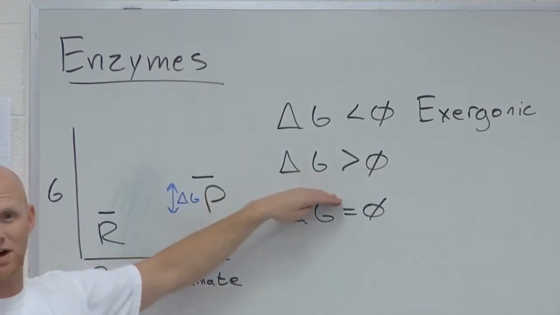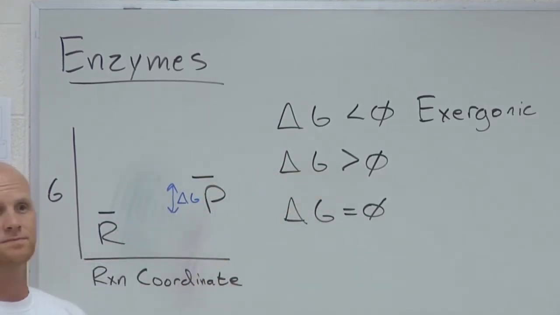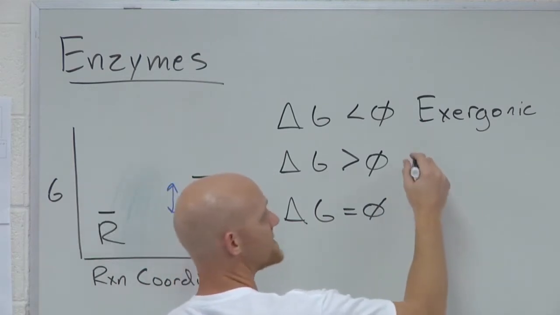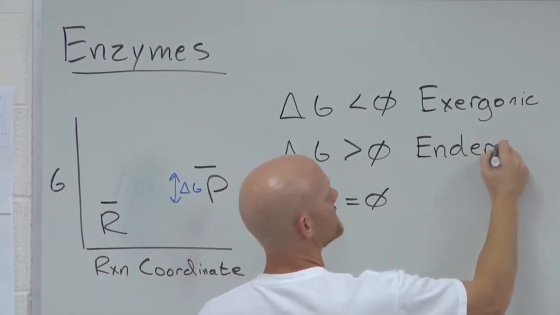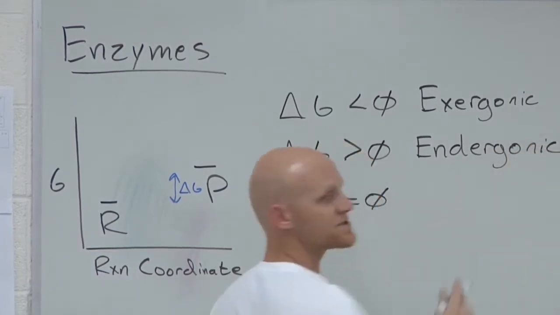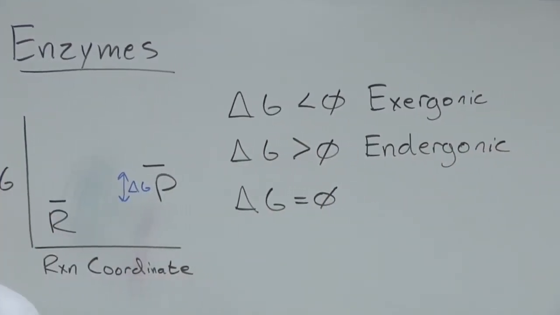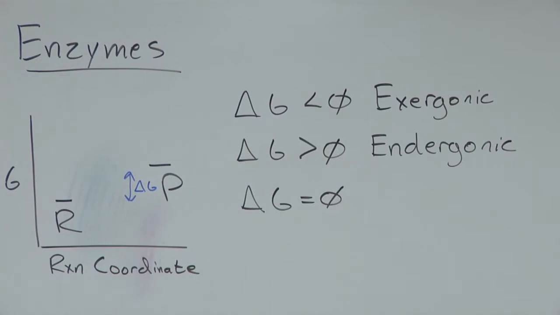What about when delta G is positive? So it requires the input of energy, and what's the name we give for that? Endergonic. And in your Gen Chem class, you learned that these are the reactions that are not spontaneous on their own. They need help. They need some outside source to make them happen. So we'll see some different ways to get around this in a little bit.